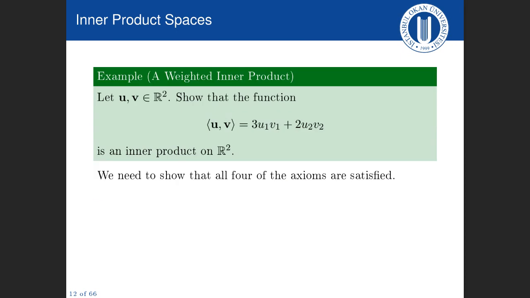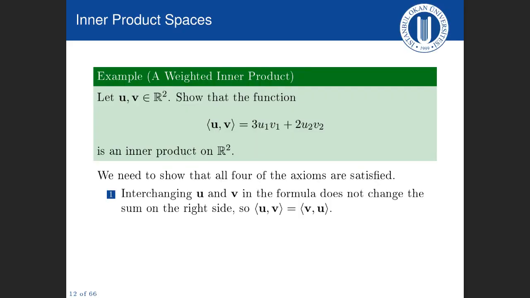Let's look at a different example of an inner product. Let u and v be vectors in R2 and define a function of u and v to be 3u1 v1 plus 2u2 v2. Show that this function is an inner product on R2. To answer this question, we need to show that all four of the axioms are true. So let's go through them.